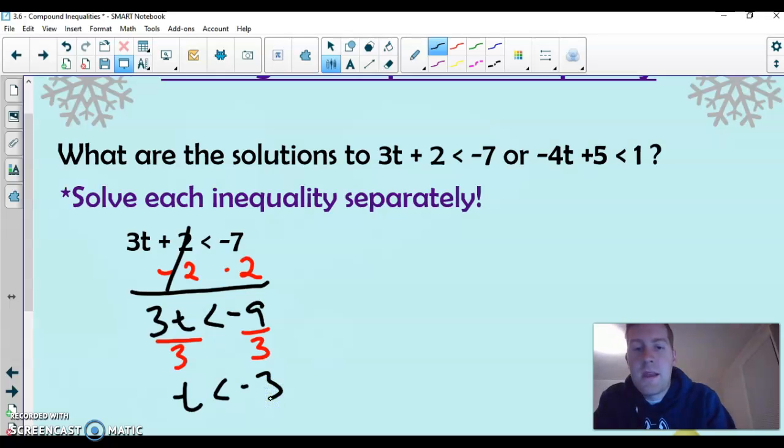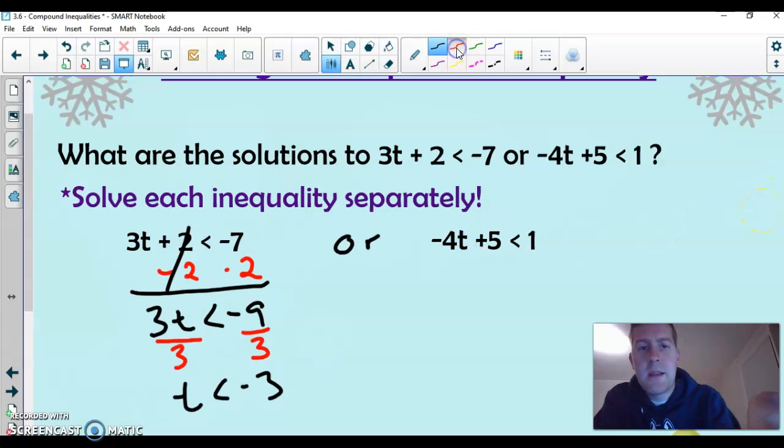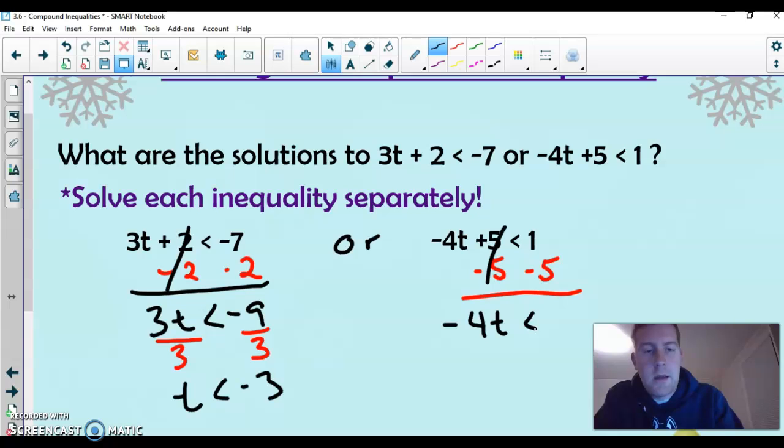Let's stick an or in between here, and then we're going to solve the second inequality. So now I have -4t plus 5 is less than 1. Let's go through the steps again. We're going to first undo the addition, so I'm going to subtract 5 from both sides. Those 5's cancel out, and we're left with -4t is less than 1 minus 5, which simplifies to -4.